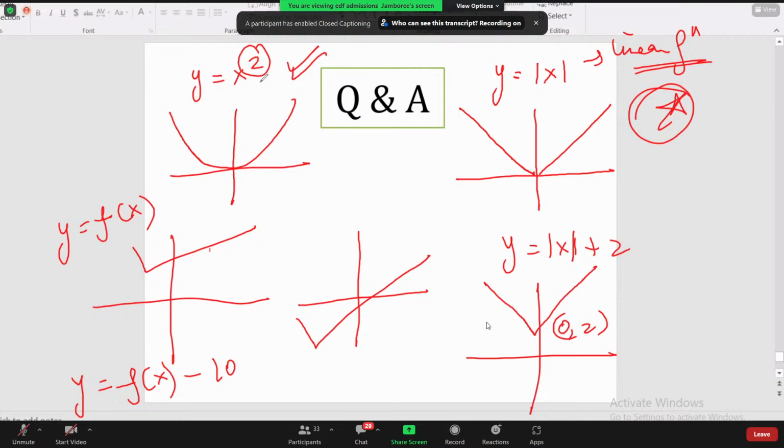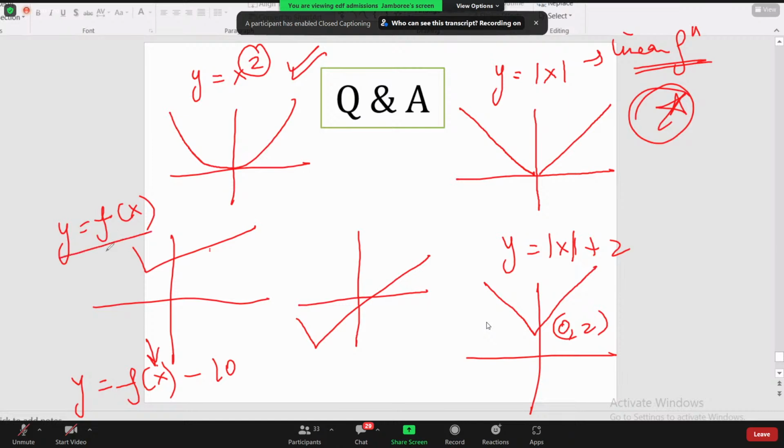Irrespective of what the shape of the function is, if a constant is added to the function, the graph will move up. If a constant is subtracted, the graph will go down. If a constant is added inside, the graph shifts leftward. If the constant is subtracted, the graph shifts rightward along the x-axis.